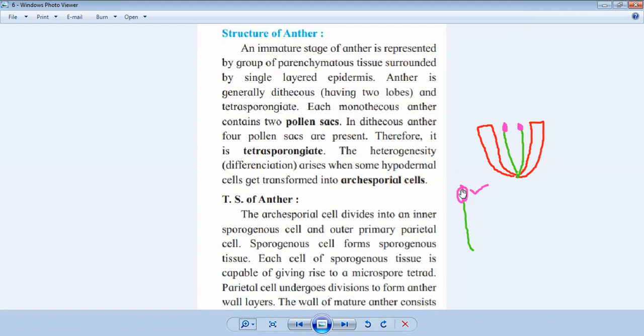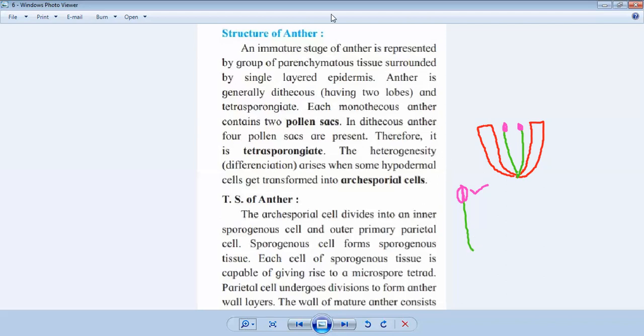Now what is this dithecous anther? Dithecous मतलब यहाँ पे इसके anther के दो lobes होते हैं. Dithecous, that is it has two lobes. तो यहाँ पे दिख रहे हैं आप लोगों को two lobes पिंक कलर में. ठीक है. So anther generally is dithecous, it has two lobes and is tetrasporangiate. Tetra means four, sporangiate मतलब four chambers. Pollen chambers जो रहेंगे चार रहेंगे इसमें.